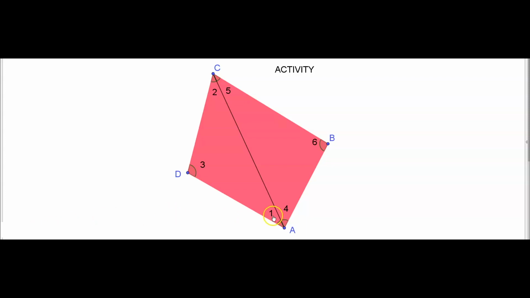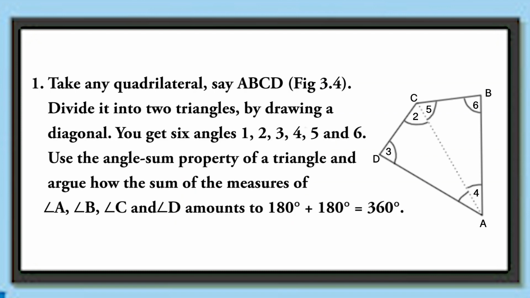Now try this activity on your own. Take any quadrilateral A, B, C, D. Divide it into two triangles by drawing one of its diagonals. You will get six angles 1, 2, 3, 4, 5 and 6. Use the angle sum property of triangles and argue how the sum of the angles A plus B plus C plus D becomes 360 degrees. So try this activity on your own.